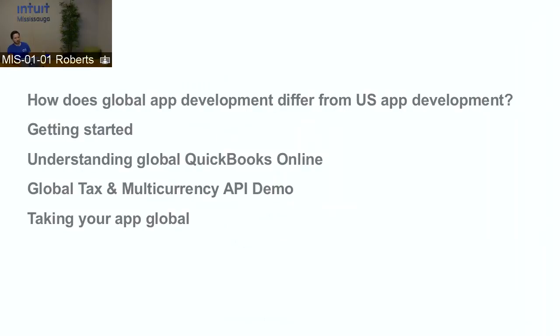So yeah, as far as the agenda goes, we'll start things off by talking about things to consider when building an app for a country outside of the U.S. From there, we'll cover some essential steps required to help you get started. Specifically, we'll explain how to enable connections from global QBO companies and turn on global sandboxes for development and testing. After that, we'll take a bit of a step back and look at some of the core QuickBooks features that you'll need to understand to effectively build your global app. And again, that's the global tax model and multi-currency. This will be followed by a demo of important API considerations.